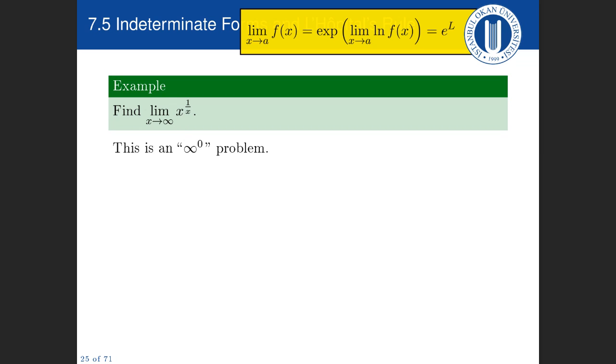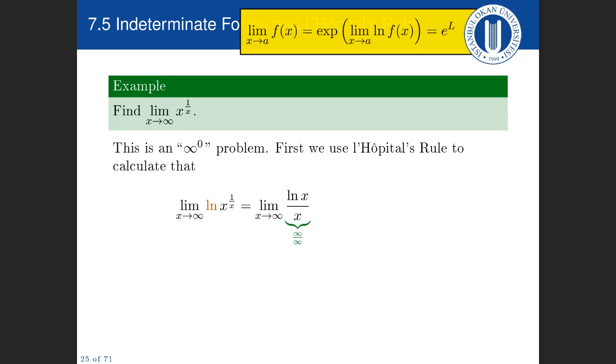We're going to use the same idea. Instead of calculating this limit, we're going to calculate the limit of ln of x to the power 1 over x, and we're going to use L'Hopital's rule to calculate that. How do we do that? Well, same as last time.